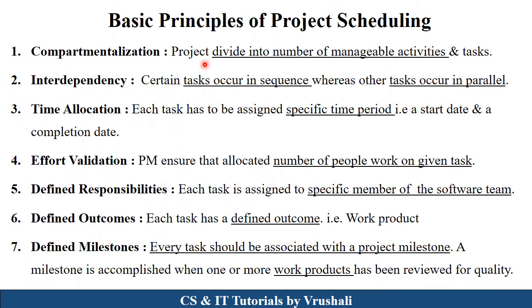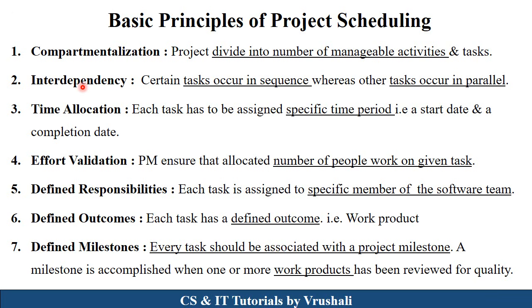Now, the next topic is the basic principles of project scheduling. The first principle is compartmentalization. Means your complete project is divided into a number of manageable activities. A small project requires a small number of activities. They do not require much requirement gathering, not much designing. But when there is a large and complex project, detailed design and detailed development are required. So according to that, they divide your project into manageable activities and tasks.